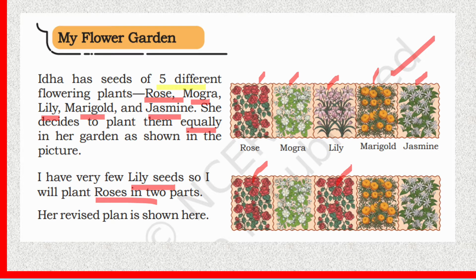Then in one part mogra, in the next part marigold and in the other part jasmine. Total how many parts? 5 parts. Her revised plan is shown here. She has very few lily seeds, so she made a new plan for planting her flowers. See, this is the new plan. 2 parts filled with rose. Then 1 part mogra, 1 part marigold and 1 part jasmine.